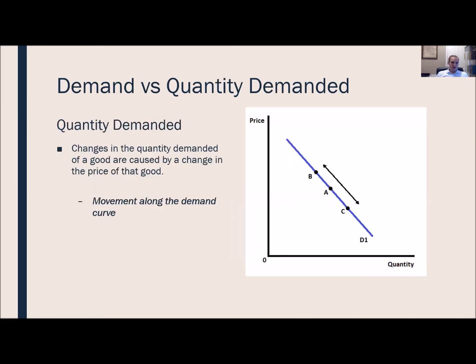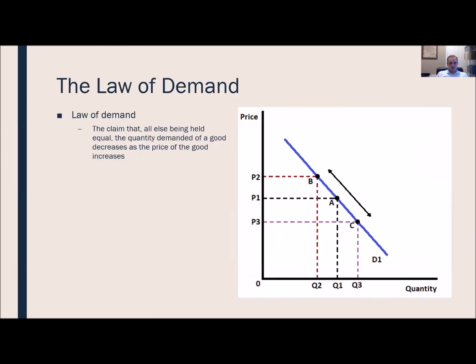Quantity demanded is going to be that movement along the demand curve itself. So depending on if prices are increased or decreased, we could see our quantity demanded shift from point A to point B or to point C. Now, how does the law of demand apply here? Well, if we recall from the earlier slide, this is the claim that states that all else being held equal, the quantity demanded of a good decreases as the price of the good increases.